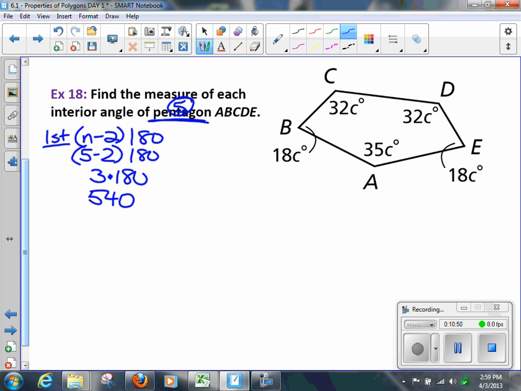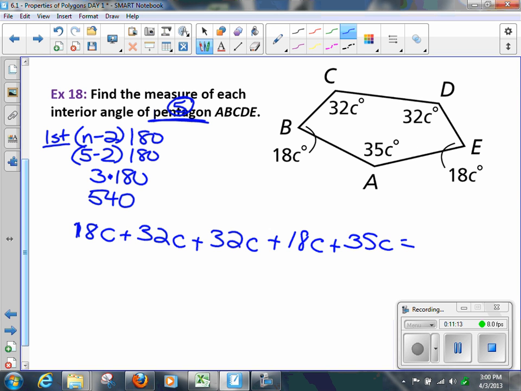Am I told that it's a regular polygon? No. Oh, I can add them all together. I can say 18C plus 32C plus 32C plus 18C plus 35C is equal to how much? 540. Do you guys see what I'm doing, yes or no?